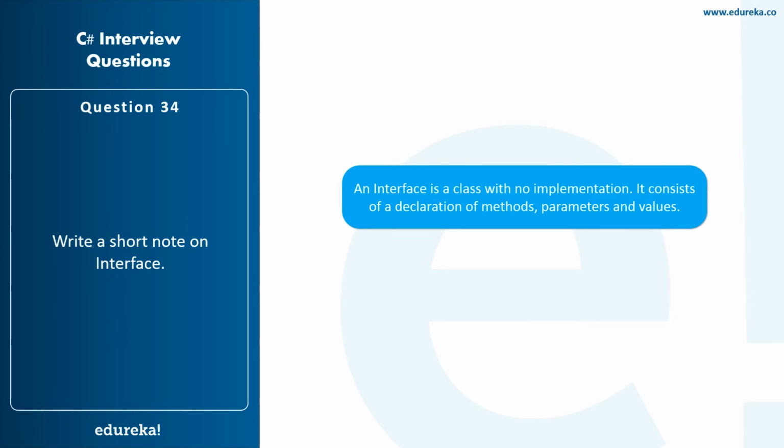Well, as I had already explained, an interface is a class with no implementation. It consists of declarations of methods, parameters, and values.